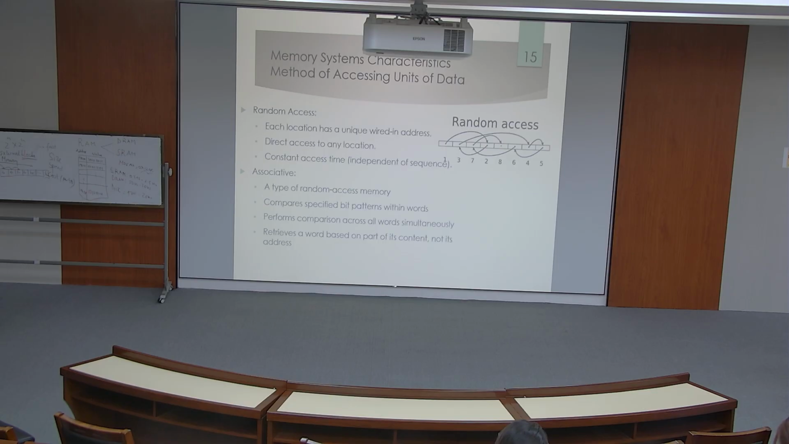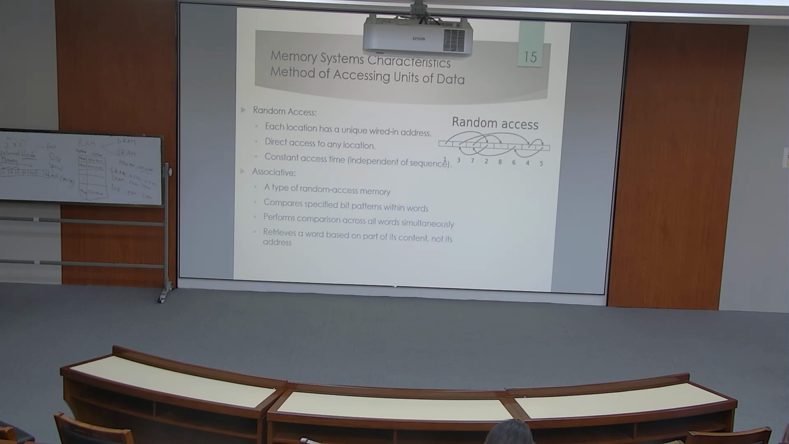Now, the next method of accessing units of data is associative. Associative is a type of random access memory. This is a bit different from the previous ones because it has to compare specific bit patterns within the words. Then it performs a comparison across all the words simultaneously, at the same time. So it has to retrieve a word of the data based on its content, not its address. This is very important.